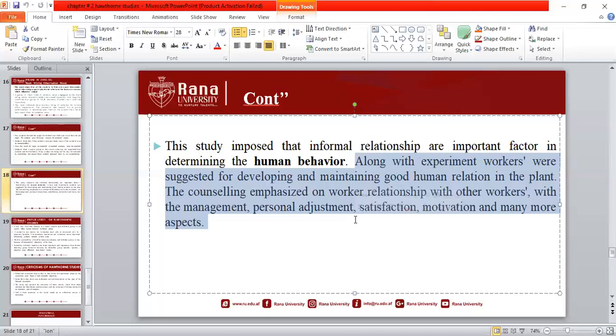Now, being a supervisor, a leader of an organization, you have to maintain a good relationship with your employees, so that it will bring a lot of effectiveness within you. That's why these 4 phases end here.